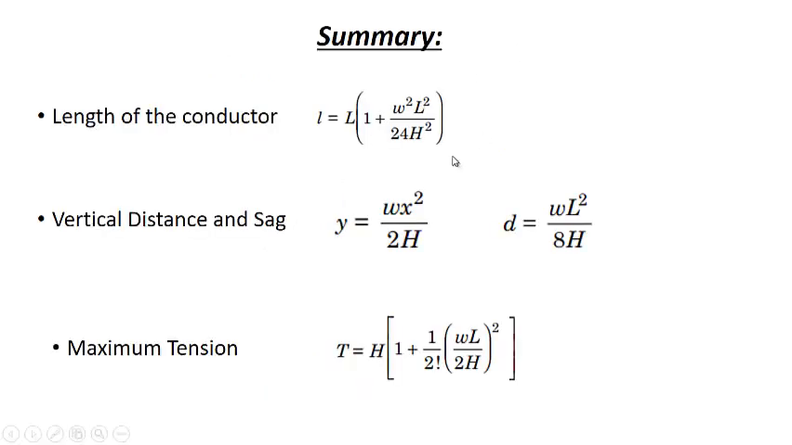So in summary, we have actually three equations to be considered. One is the length of the conductor. Length of the conductor will be equal to L into 1 plus w square L square divided by 24h square. Vertical distance or sag, this is the vertical distance, that is wx square by 2h. This is a very useful equation. We are going to use it quite often. And when x is equal to L by 2, we will get the sag. That sag will be equal to D, wL square by 8h. And the maximum tension, that is H, has to be calculated by using this equation. We're not going to find out T, we are going to find out H over here.